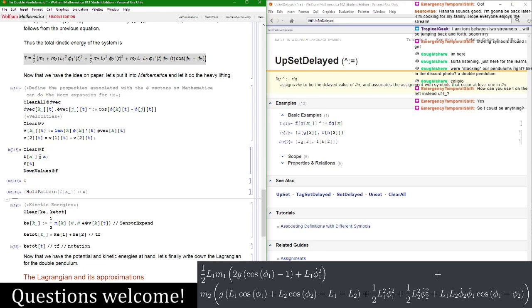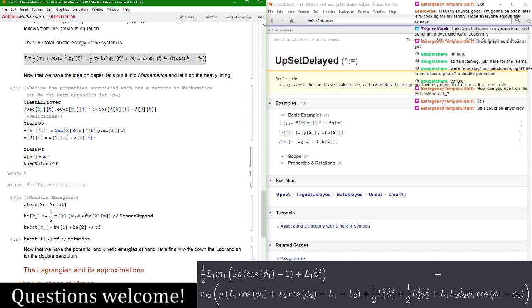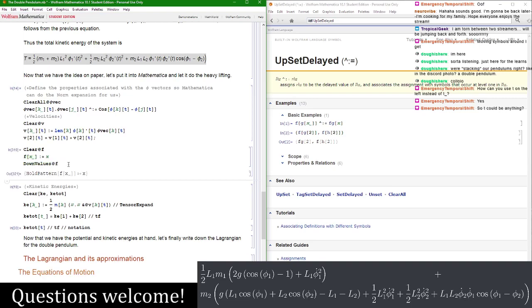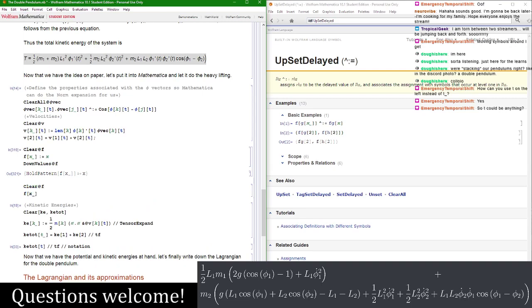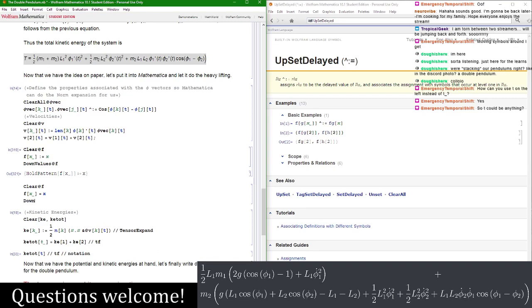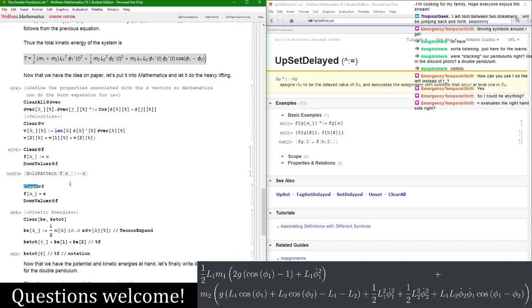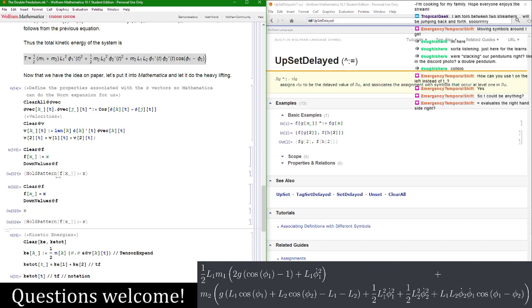And so, well, here, this is what we'll do. We will do that, and then we will evaluate that. And then we will also clear f, and then f of x equals x. And then we can also look at the down values for f. This function Clear clears the down values, is what it does. And so if we do that, then we can see that the actual down values, how Mathematica is interpreting what to do with this function f, is exactly the same.